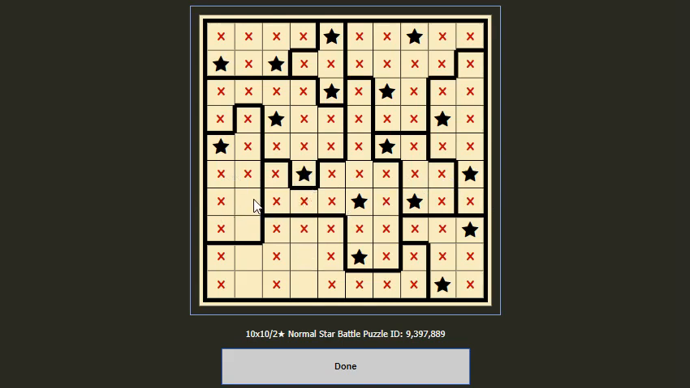So for this row, it's already complete. So we can also complete this block and cancel. So this completes the puzzle here.